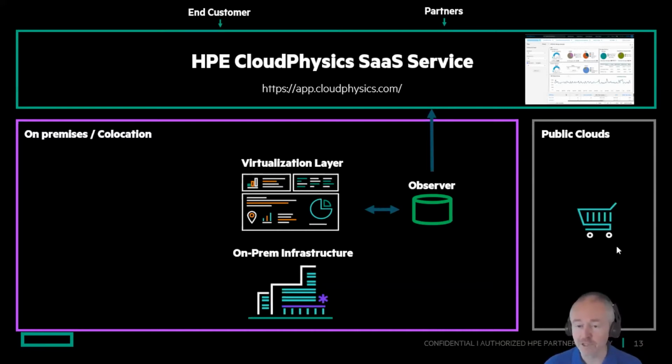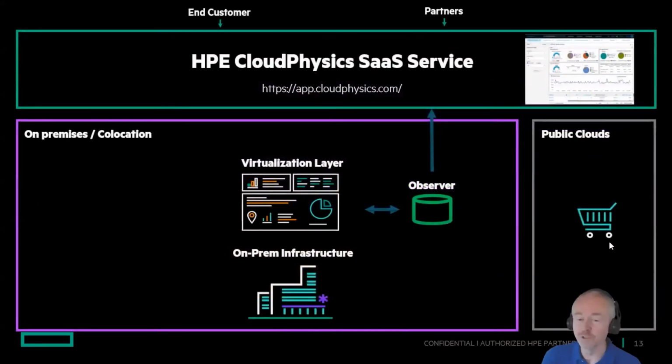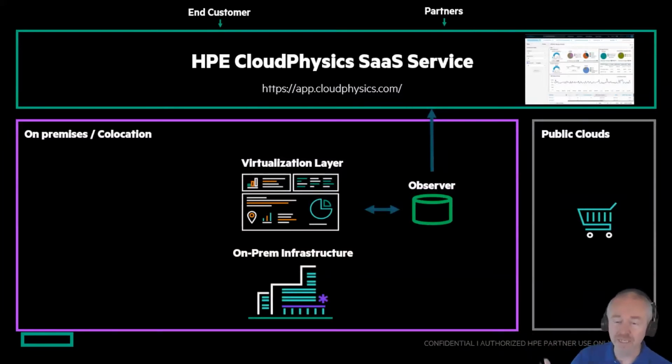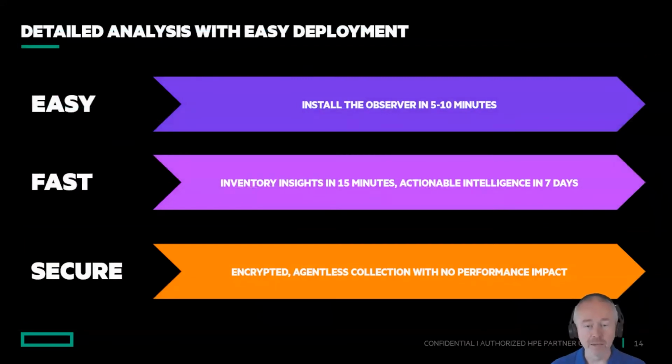Now, as well, if your customer says, hey, I have some data in the public cloud, we should be able to collect information there as well, as long as it's virtual machines running over there. Now, it's got to be easy, fast, and secure. Like I said, installing the observer takes 5-10 minutes. Then connect to your vCenter.